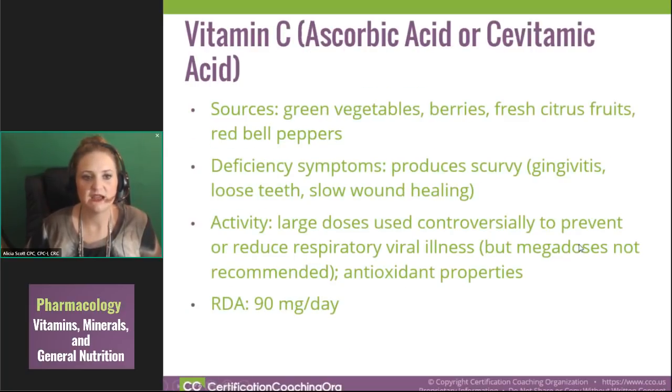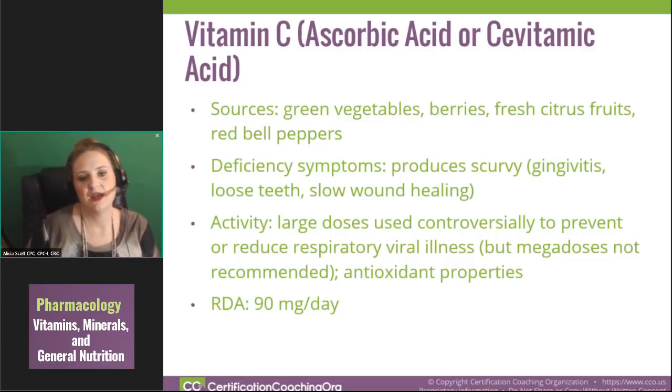Vitamin C is probably one of the most common vitamins that everybody's aware of, 90 milligrams a day. If you don't get enough vitamin C, it really affects the mouth. Gingivitis, your teeth can fall out, and also it slows down your ability to heal. You know, if you scrape your knee, it literally just doesn't heal as fast.